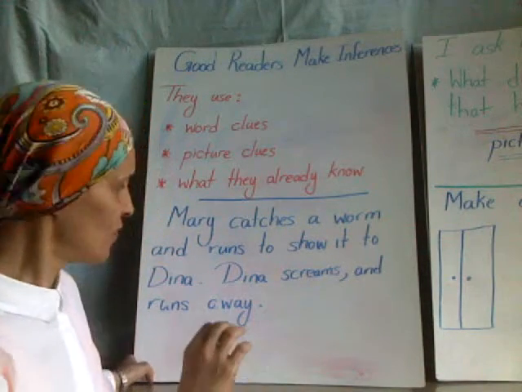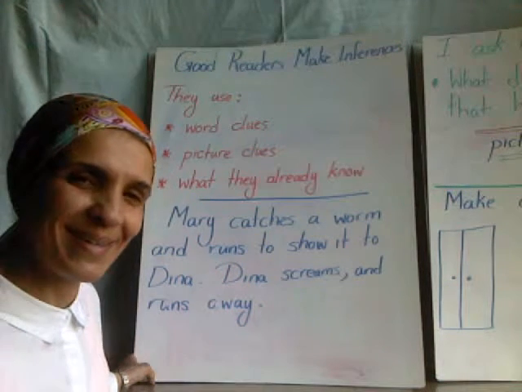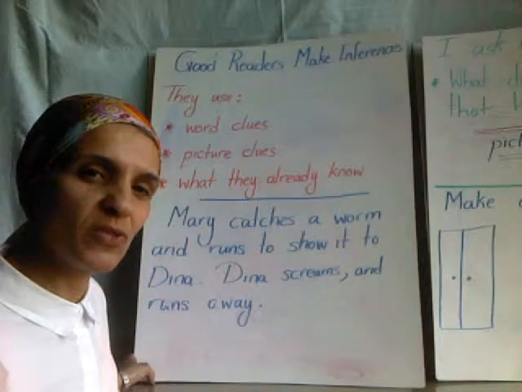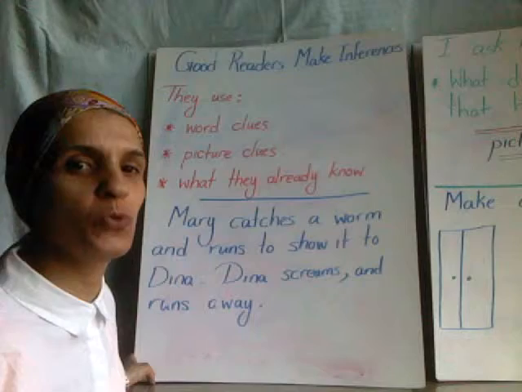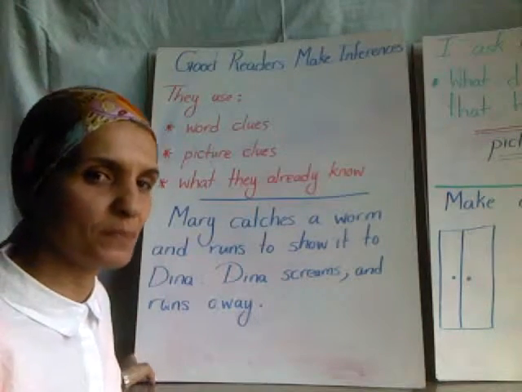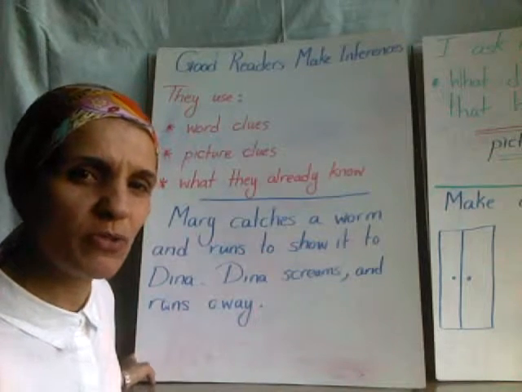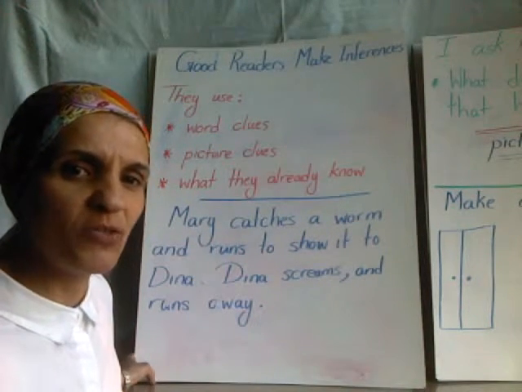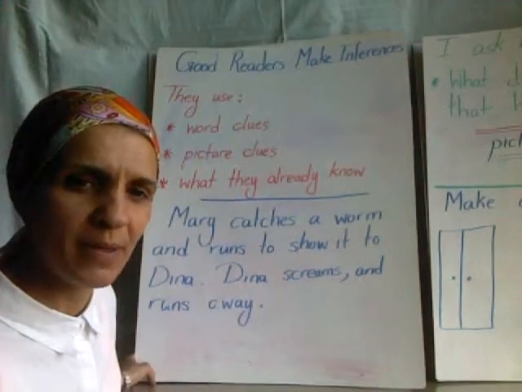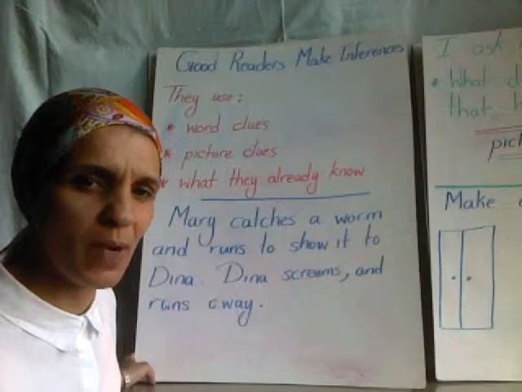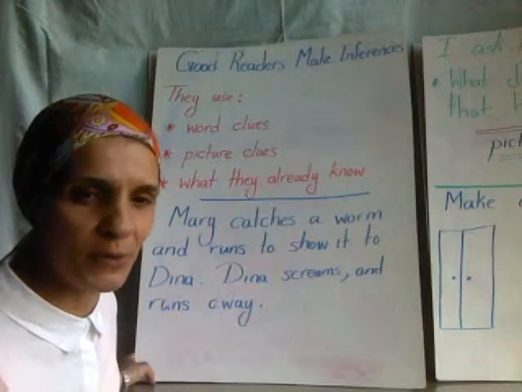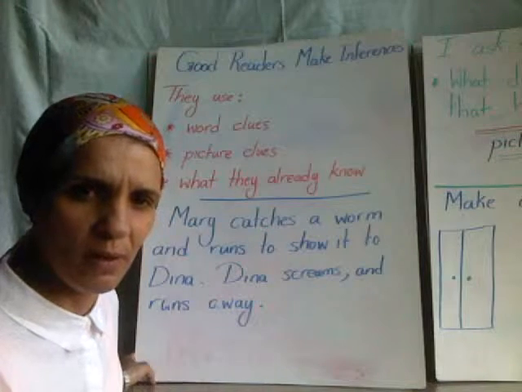I have written here a very short story, and we are going to be good readers and use the word clues to make inferences. Mary catches a worm and runs to show it to Dina. Dina screams and runs away. That's my little story. What inferences can I make here?